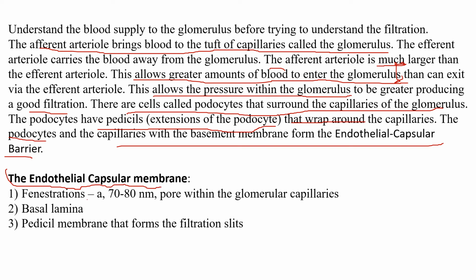It has fenestrations at 70 to 80 nanometers. Remember, a nanometer is very tiny. It's 10 to the minus ninth. Very tiny pores within the glomerular capillaries as well, because they're fenestrated, right? So these little tiny pores are 70 to 80 nanometers in diameter. There's a basement membrane, right? And then there's the pedicel membrane that forms a filtration slit. So it's quite an elaborate filtration system.